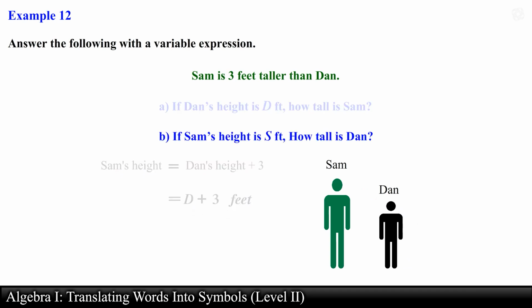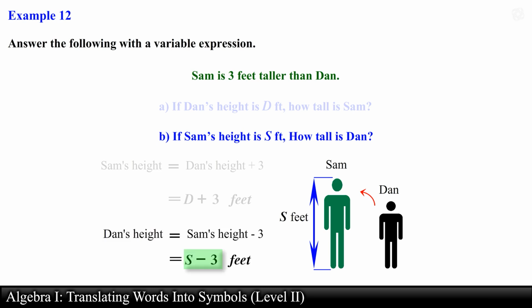The second question tells us that Sam's height is s feet. It is asking us how tall is Dan. So if you were Dan and look at Sam, you would notice that you were shorter than Sam. So your height will be equal to Sam's height minus 3. This results in a final expression of s minus 3 feet.